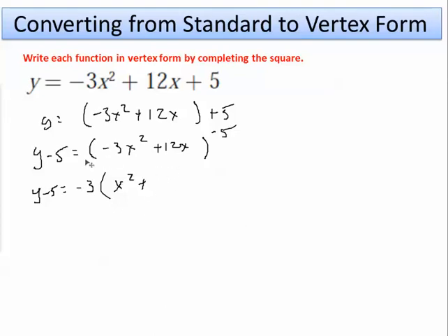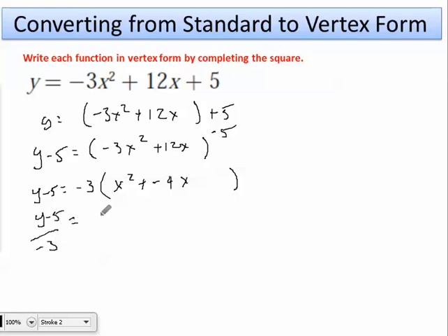Plus negative 4, get my pen back, minus 4x. Okay? Now I've got to figure out what to add on there. I'm going to divide by the negative 3. y minus 5 divided by negative 3 equals x squared minus 4x. And I've got to figure out what to add on here, right?